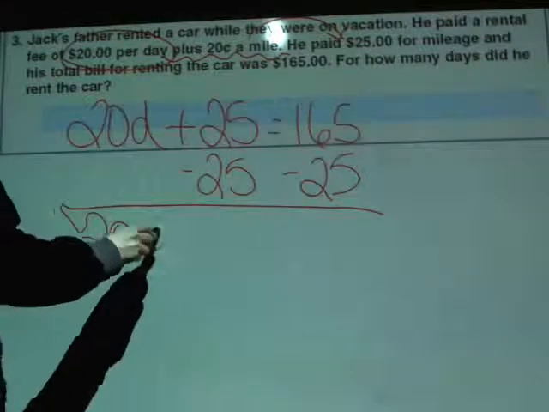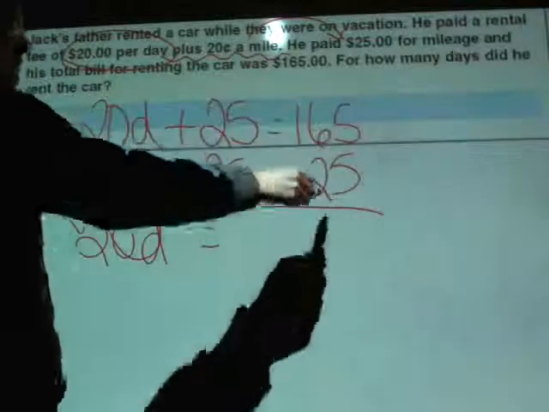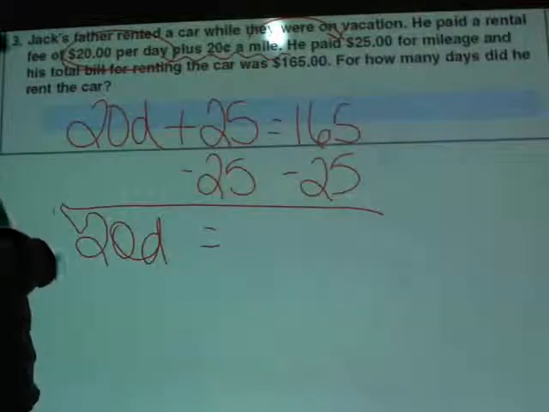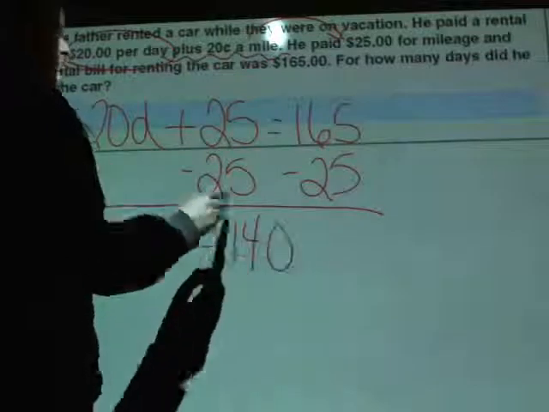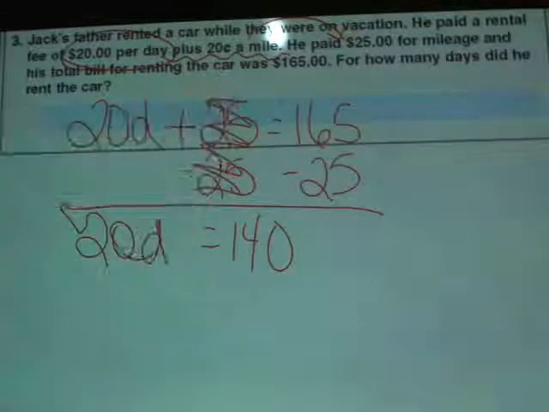And that's going to give me 20d equals, in this case, 165 minus 25. That's going to give me 140. These two canceled each other out. That was the whole point. Again, just like every other question we've solved today. So now we've got 20 times d equals 140, a basic one-step equation.